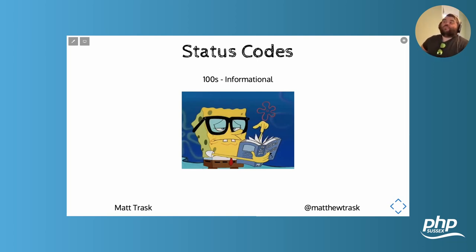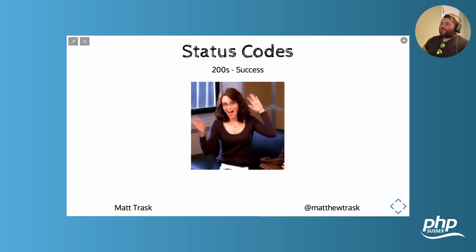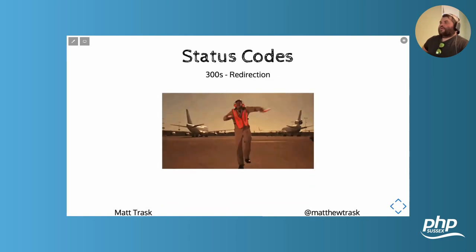The 100s are informational. In all of my time doing this and all of my time blathering on API podcasts, I don't think I've ever run into a 100 status code. And if you have, I would love to hear about how you found it, because this stuff is really interesting to me. The 200s are success codes. If whatever you did worked, we want to send back a 200 in some form, shape, or fashion.